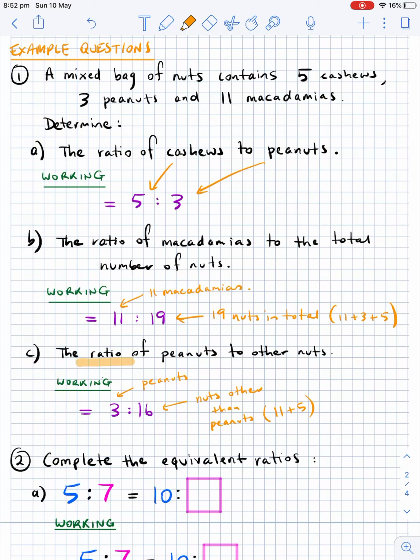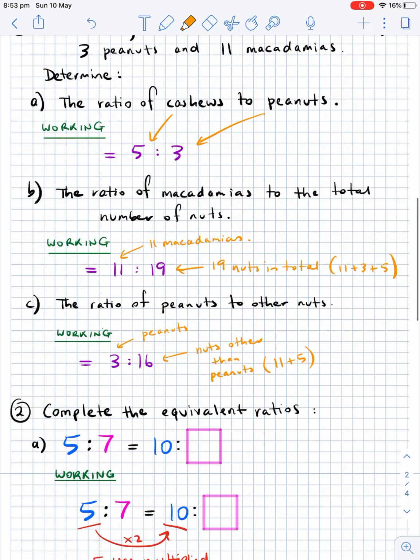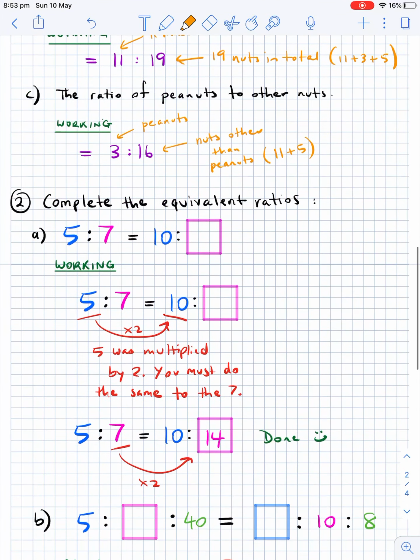Next up is the ratio of peanuts to other nuts. How many peanuts are there? Well, there's 3 peanuts. And how many other nuts are there other than peanuts? If there's 3 peanuts and there's 19 in total, that means the rest are 16. There were 11 macadamias and 5 cashews, so that's 16 in total other nuts. So your final answer is 3 to 16.